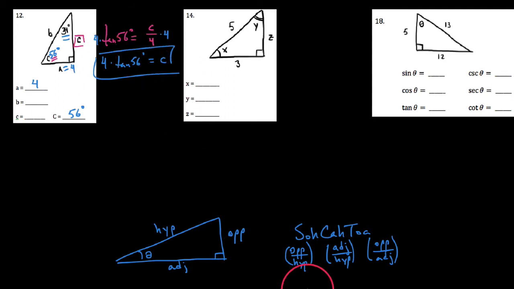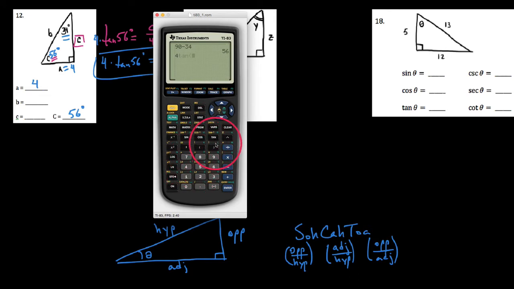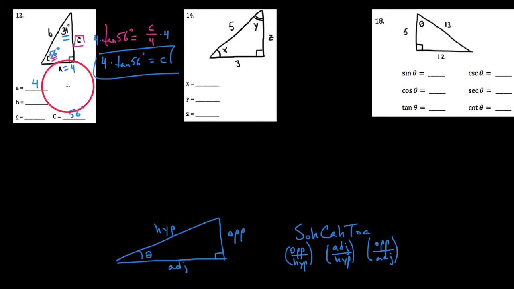I'd put a box around this, but with respect to what this actually equals, here's where your calculator comes in handy. And so we are going to go ahead and take 4 times the tangent of 56, and we get about 5.9 if we're rounding out to the tenths spot. So I'm going to say this is about 5.9.